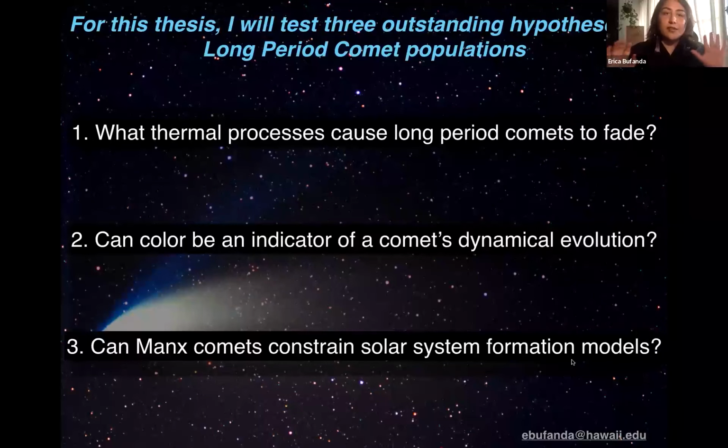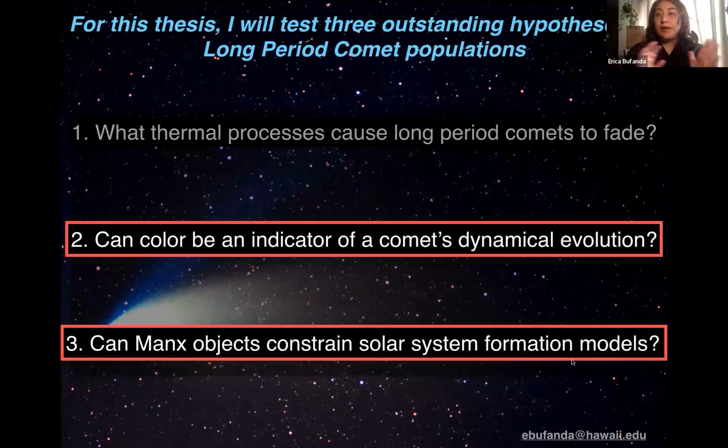And so using these three populations, I attempt to answer three different outstanding fundamental hypotheses in planetary science. And I'll be focusing on these last two here because it's directly related to my Gemini data. The first one, can color be an indicator of a comet's dynamical evolution? And secondly, can Manx objects constrain solar system formation models?